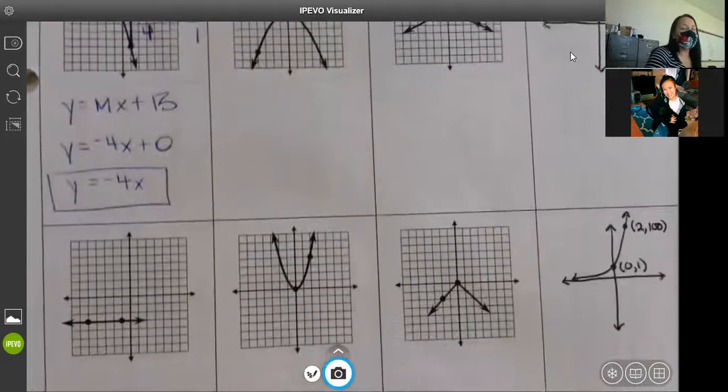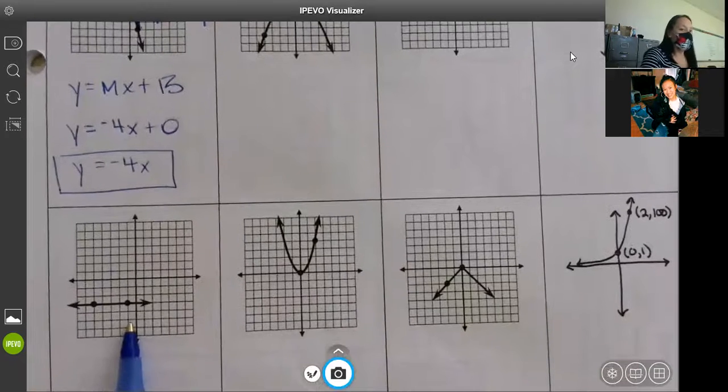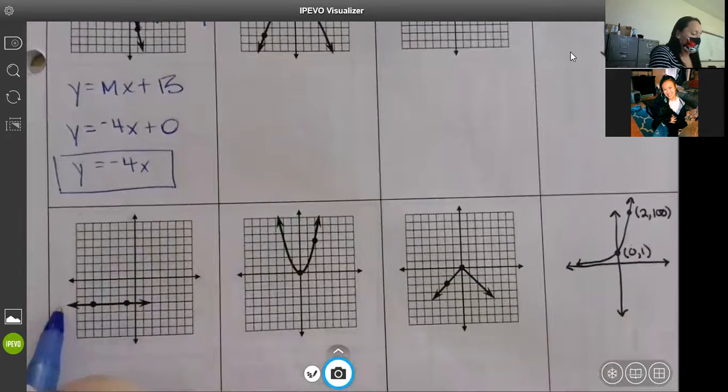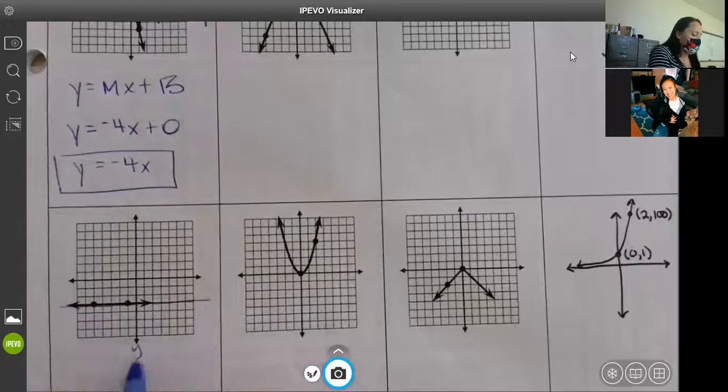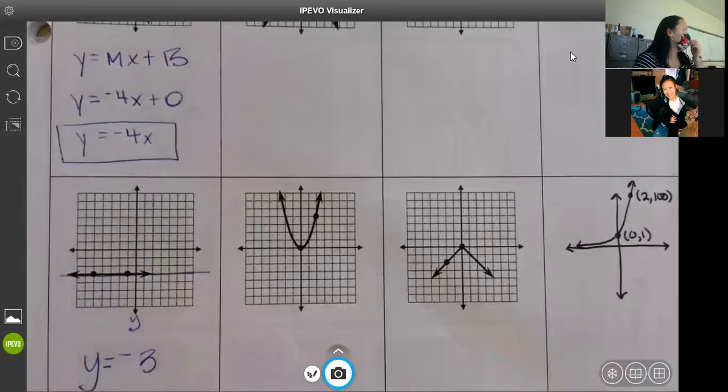And then the last one, remember we talked about these very briefly at the end of our notes, right before we did domain and range. And we have this graph. Remember, it's whatever axis it goes through. So this one cuts through the y-axis. So our equation is y equals, and then where does it cut through at? Negative 3.